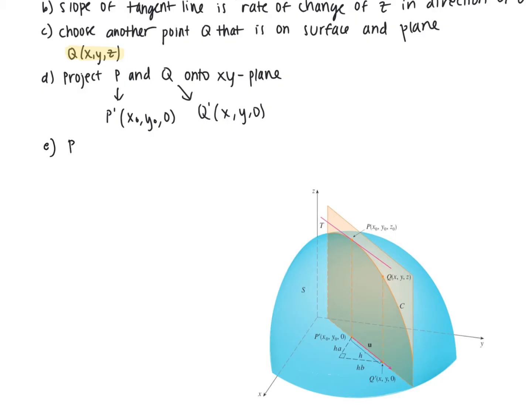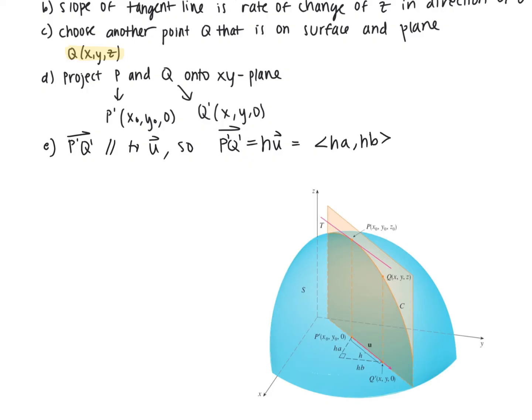So now we know that the vector that is created by those projections is going to be parallel to u. So what that tells us is that that vector is a scalar multiple of u because they're parallel, which means it can be written as ha, hb.